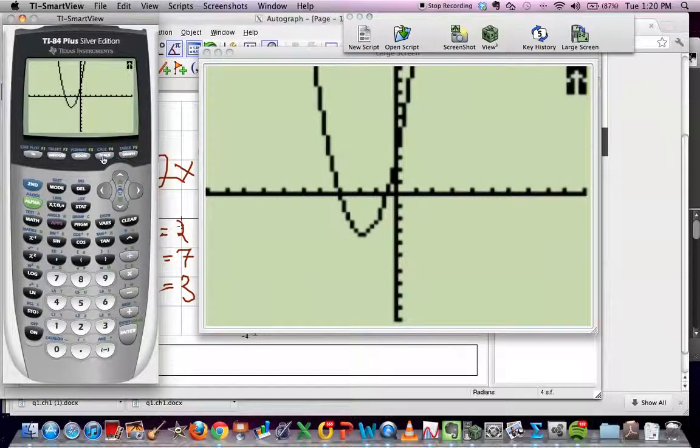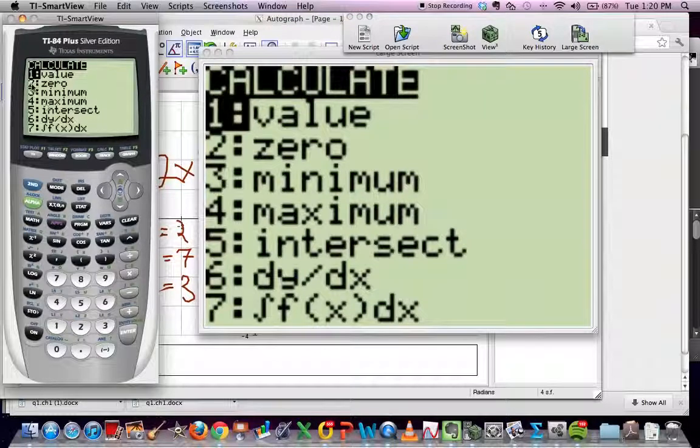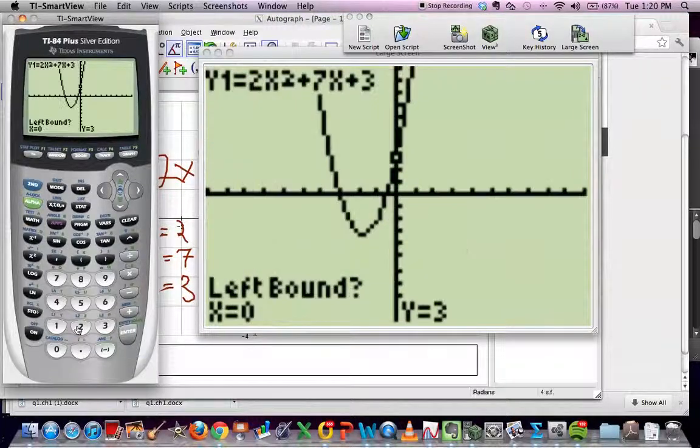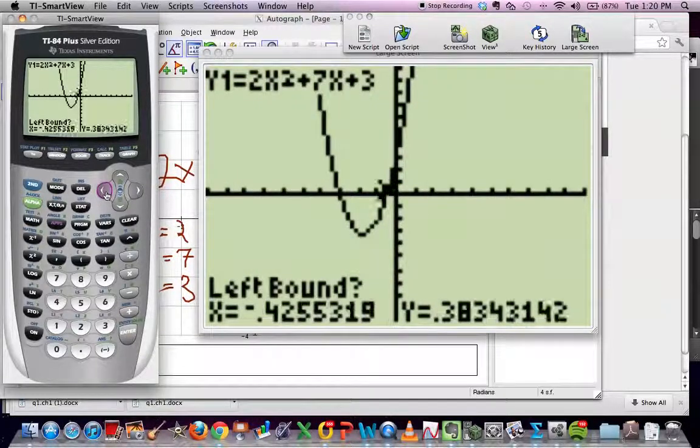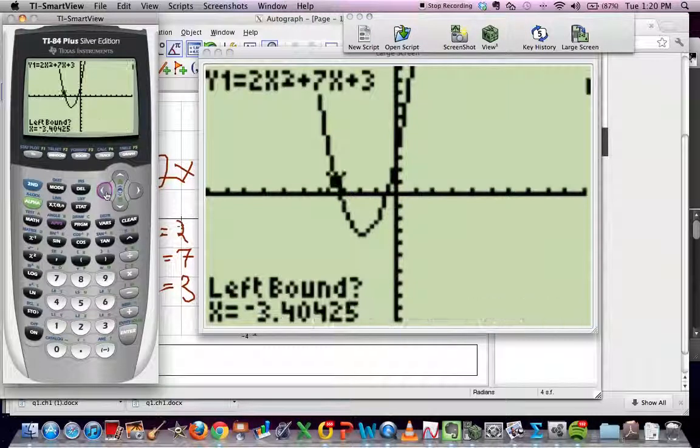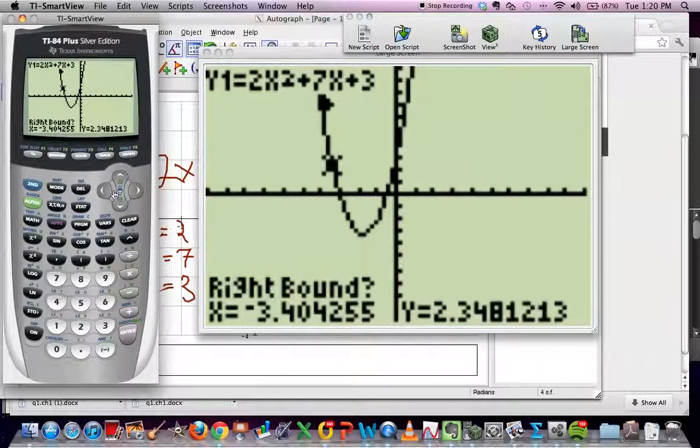Press second trace, and I want to find the zeros of this function. Where is it crossing the x-axis? Where does it have a height of 0? Press 2. It's asking us for a left-bound point. The way your calculator thinks is always from left to right, so it's searching for this point, and it's asking you to select something a little bit to the left of where you can visually see that the function's at 0.